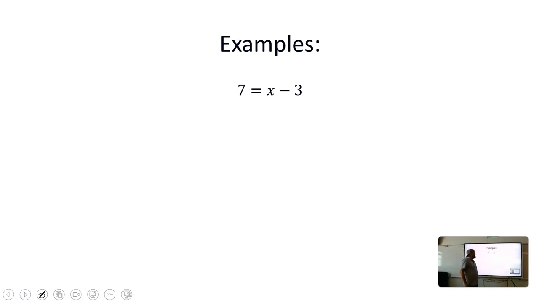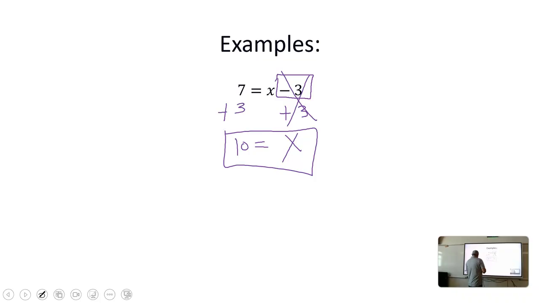Okay, next, 7 equals x minus 3. All right, let's take a look here. It looks like the operation that's connected to the x is a subtraction. We have a minus 3. The inverse of subtraction is addition. So we're going to add 3 to this side, and we're going to add 3 to this side. Negative 3 plus 3 is 0, so it disappears, and I'm just left with an x. And over here, 7 plus 3 is 10. So we got 10 equals x.